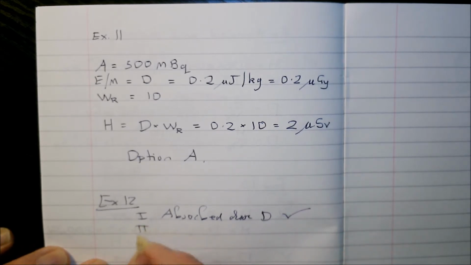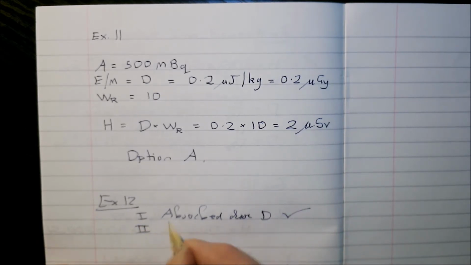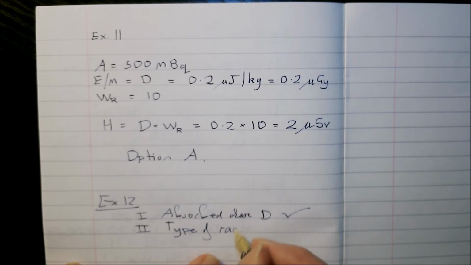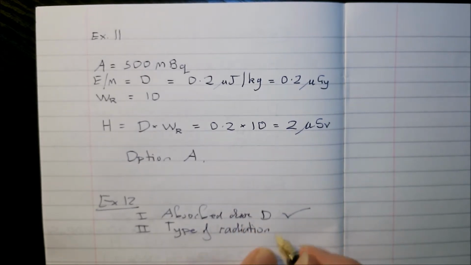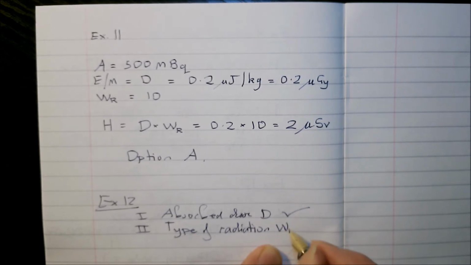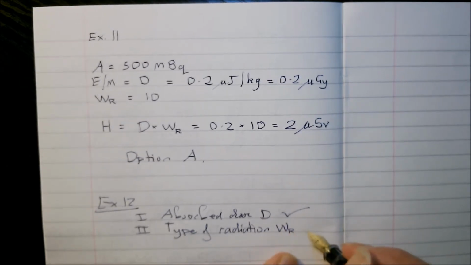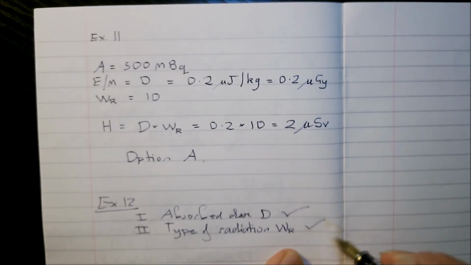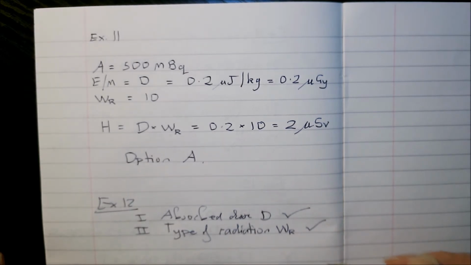Factor number 2, the type of radiation, so that can be alpha, beta or gamma, or it could be fast neutrons or protons, proton beam therapy. So the type of radiation, which we have the radiation weighting factor, for example alpha having a factor of 20, that will also have an effect on the biological damage.